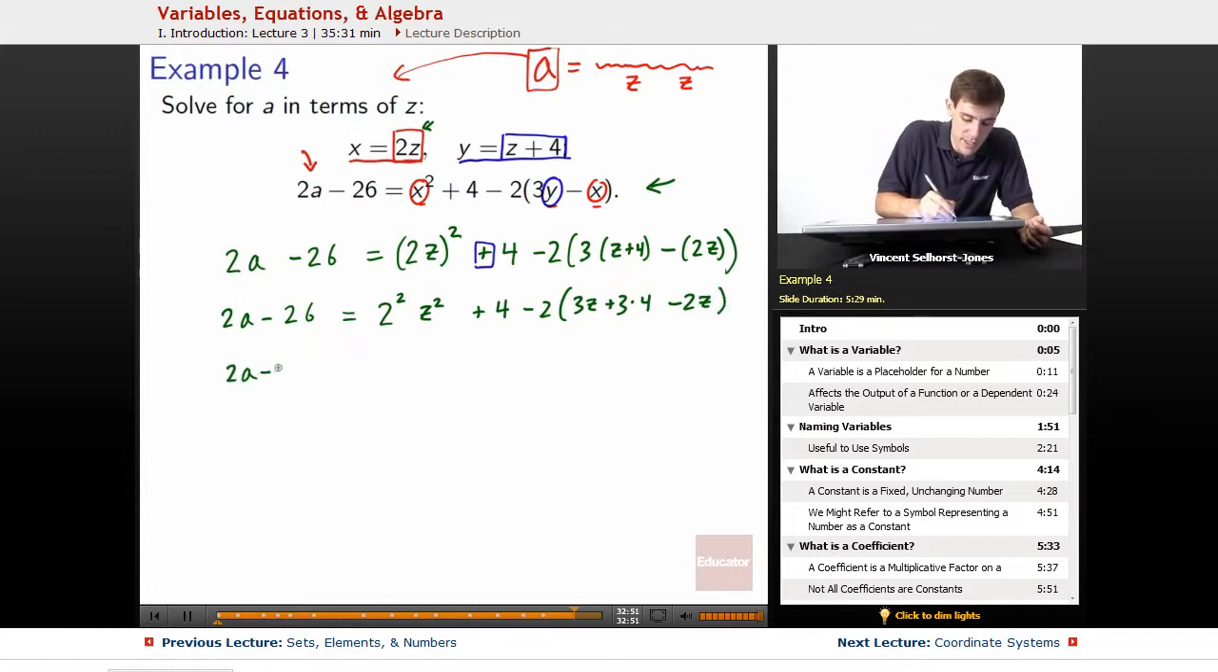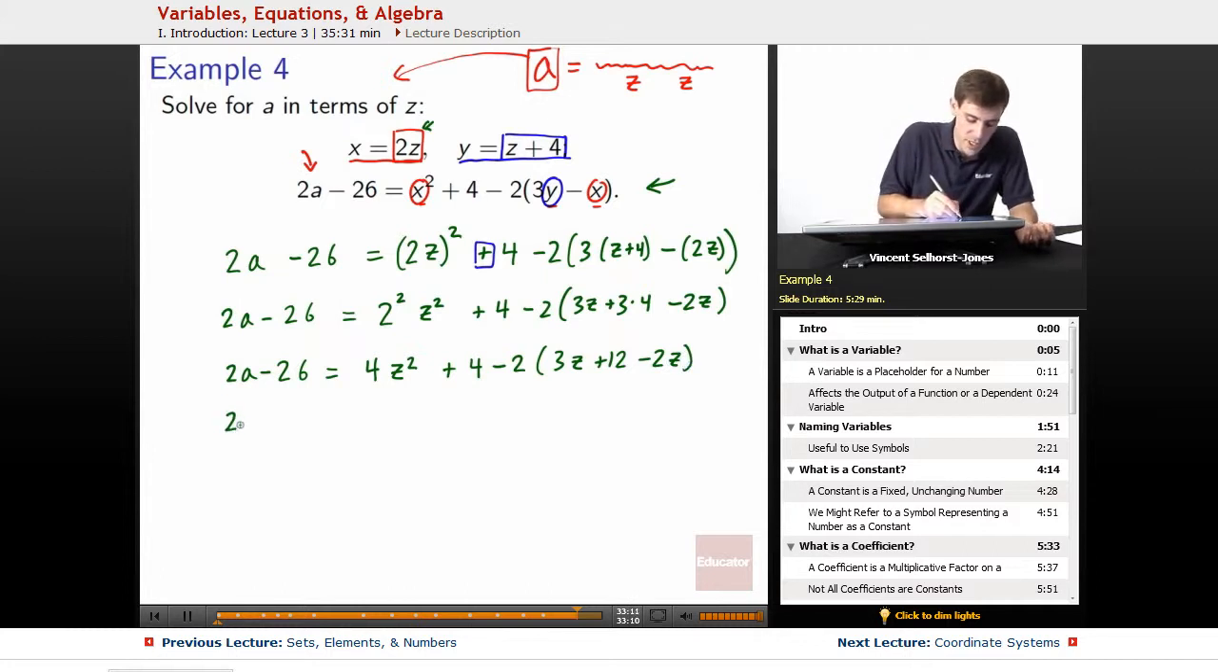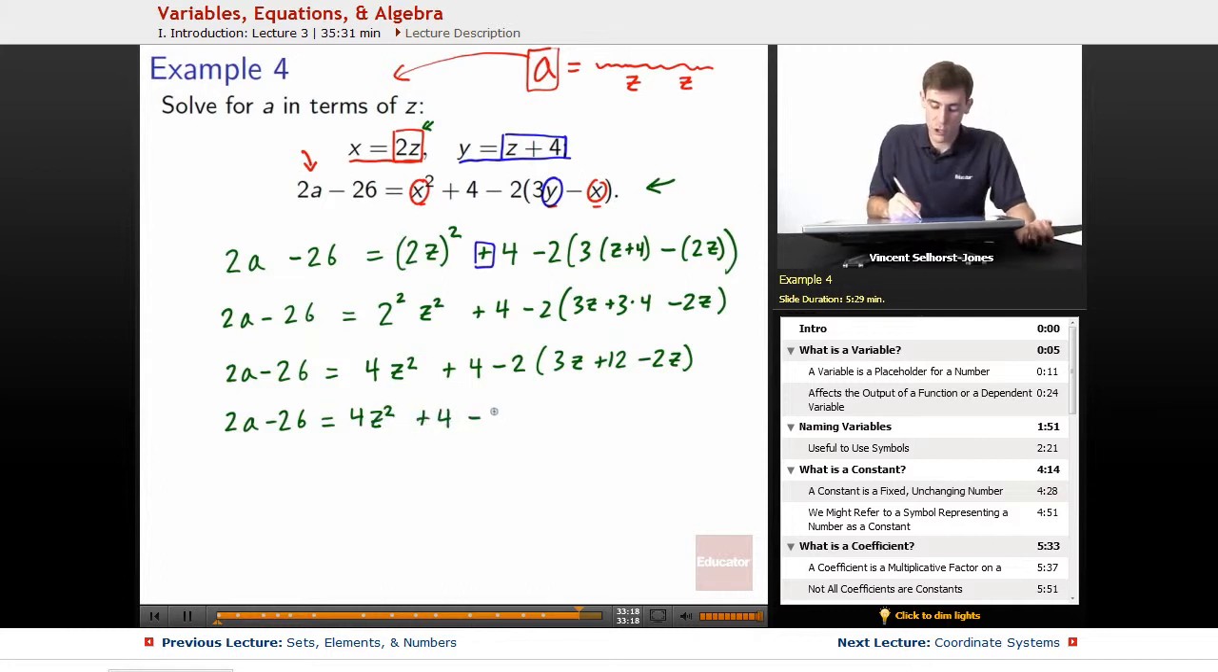2a minus 26 equals, square the 2, we get 4 z squared. We don't know what z is, so it just stays as z squared. Plus 4 minus 2 times quantity 3z plus 12 now, minus 2z. Keep simplifying. 2a minus 26 equals 4z squared plus 4 minus 2 times 3z minus 2z becomes just 1z plus 12. We can now distribute this minus 2.